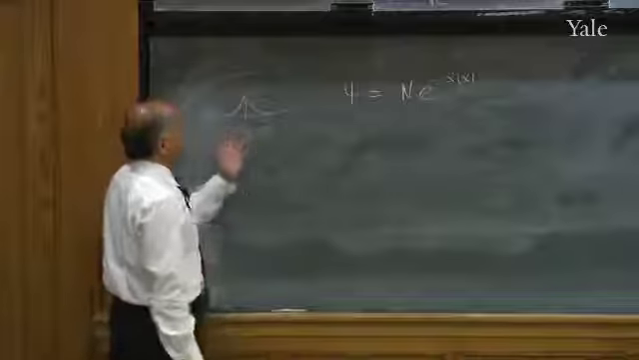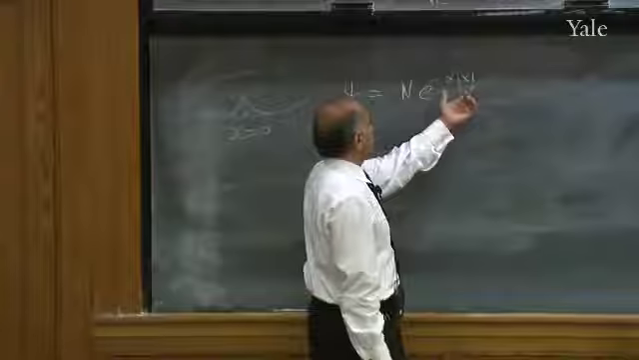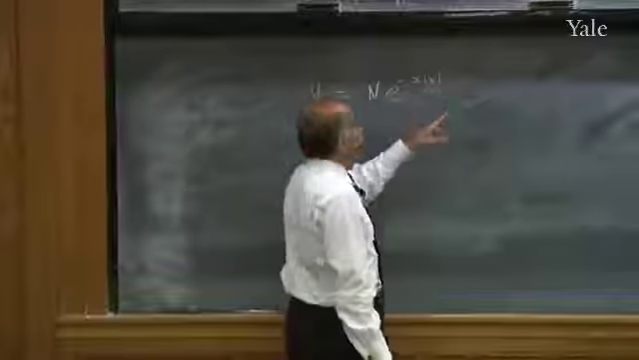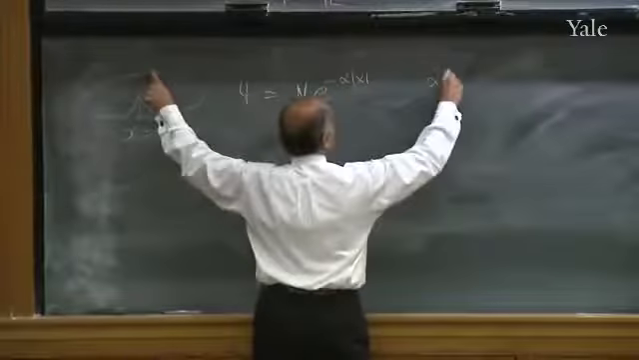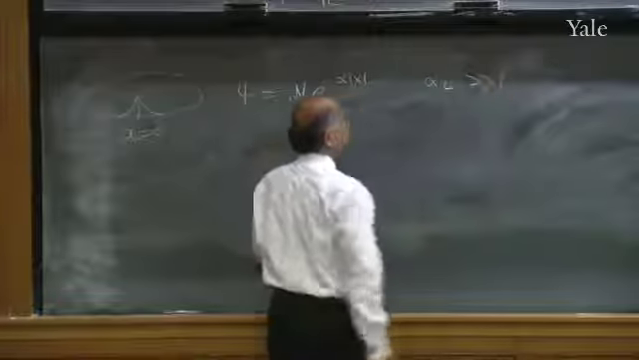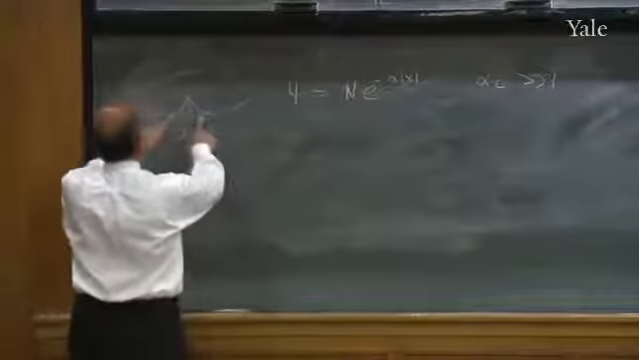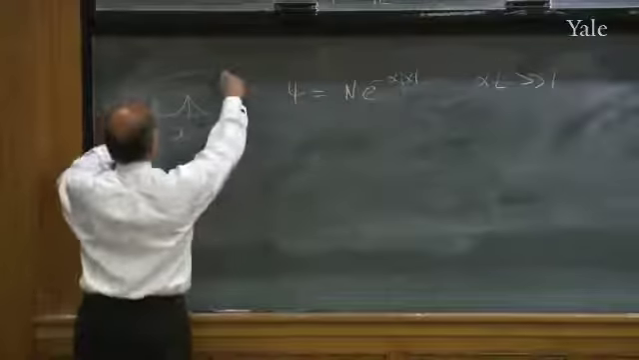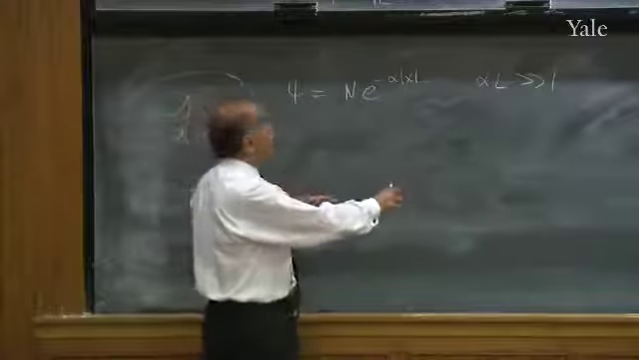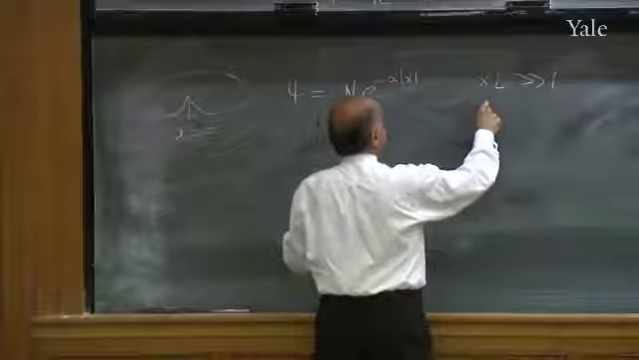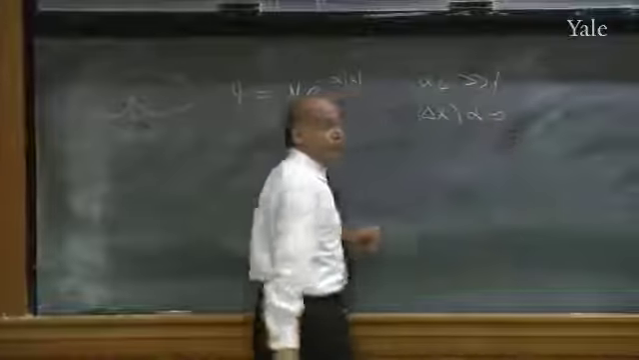So how far can you go before psi becomes negligible? Well, that's when e to the minus alpha x is a big number. So I'm going to assume that when you go all the way around half the circle, alpha L is much bigger than 1. That means this function dies very quickly. It's pretty much negligible beyond some distance. How far does the function live? Roughly speaking, you can go a distance delta x, so that alpha times delta x is roughly 1.